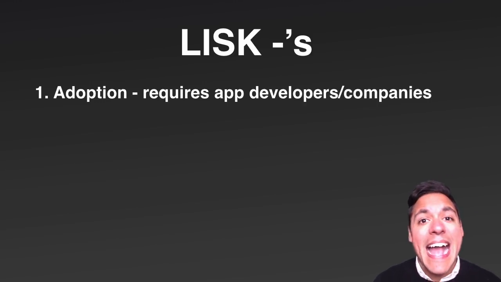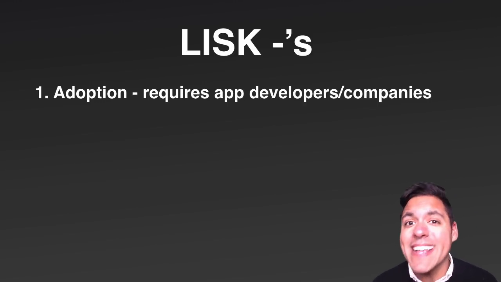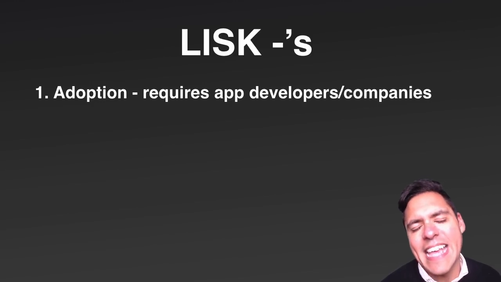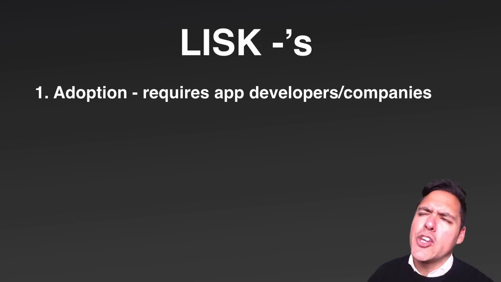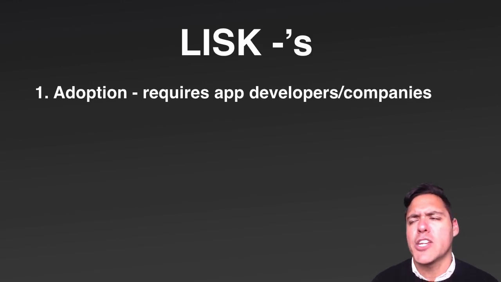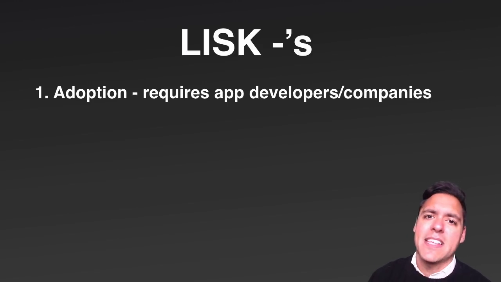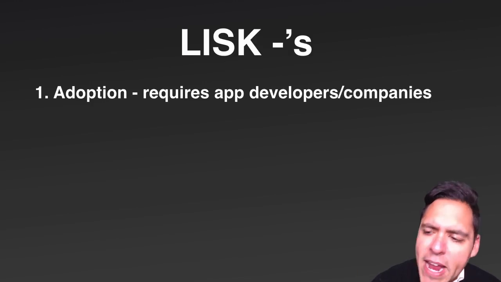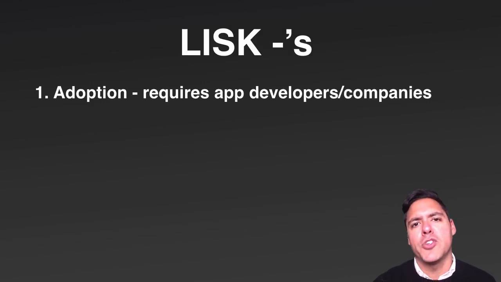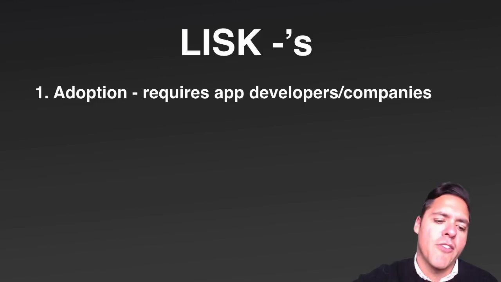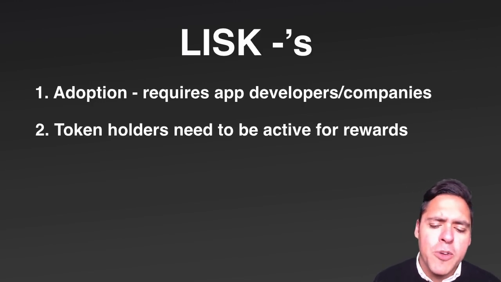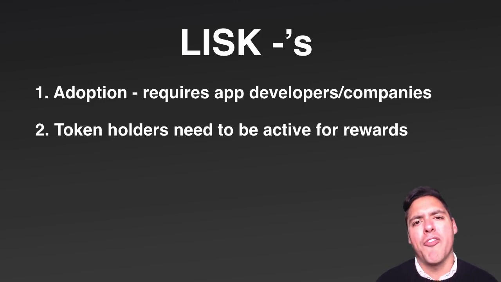Now, Lisk are going on a road tour trying to get developers behind Lisk, so that is already a very positive step. This is why you can almost counter this objection, because Lisk are proactively going out there. But really, this needs mass adoption to become the next Ethereum, or at least a decent rate of adoption to give the signs that people are going to take it over. And number 2, token holders need to be relatively active for rewards.